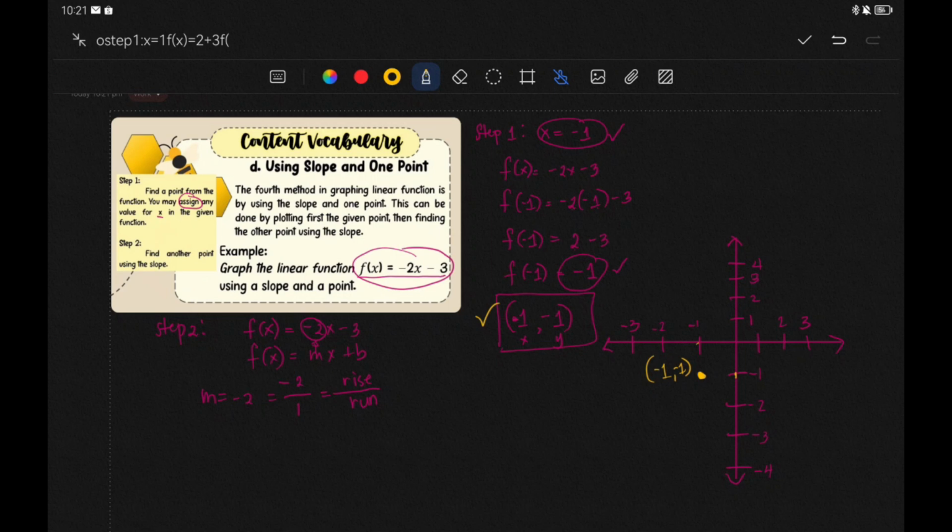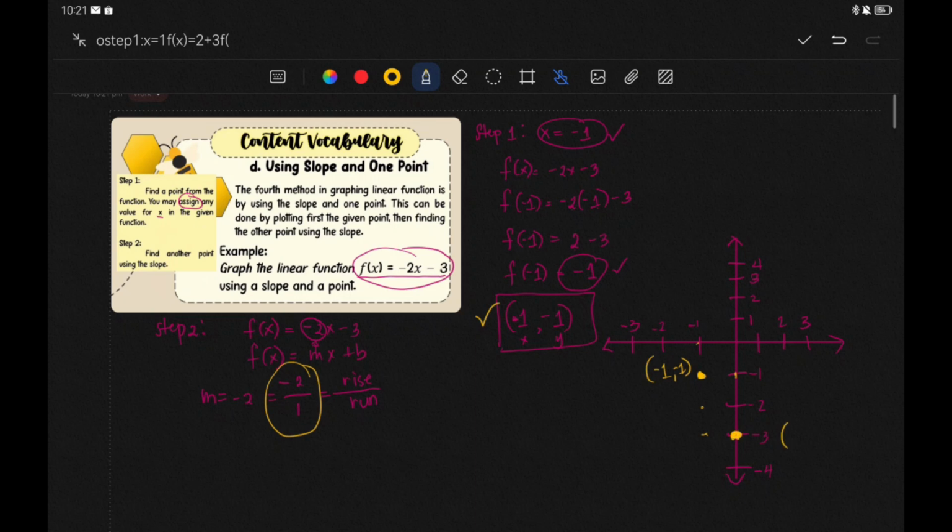Next, we are going to use the slope or the rise over run. Our rise is negative, so we are going to move 2 units downward since this is negative 2. So from here, let's move downward 2 units: 1, 2. And our run is 1, so we run forward 1 unit. So this is the second point.